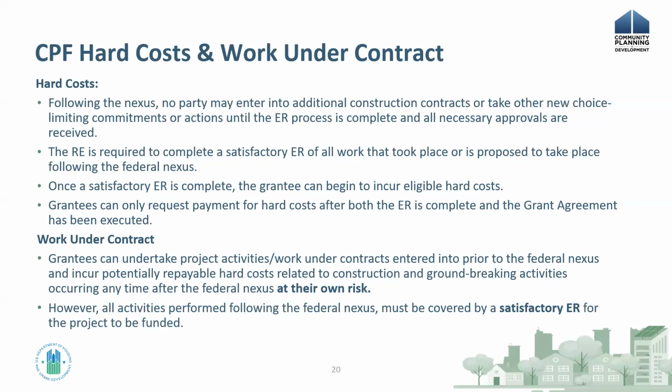And this is because even though you are allowed to move forward and perform activities after the federal nexus that are associated with that pre-nexus contractual obligation, grantees would be doing so. They would be moving forward at their own risk. And that's because all work that has or will take place after the federal nexus date, regardless of your pre-nexus contractual obligation status, must be covered by a satisfactory environmental review for the project to be eligible for repayment.